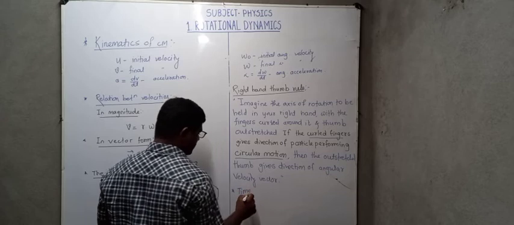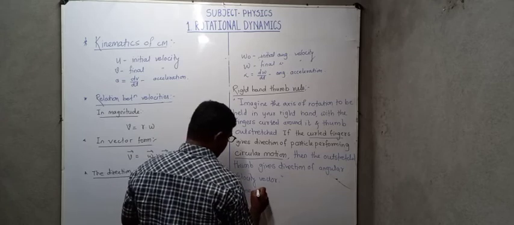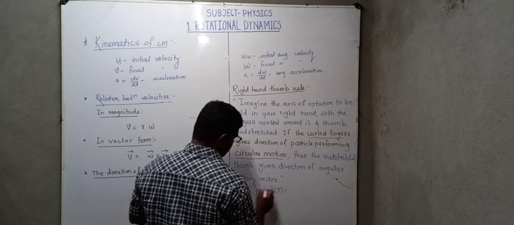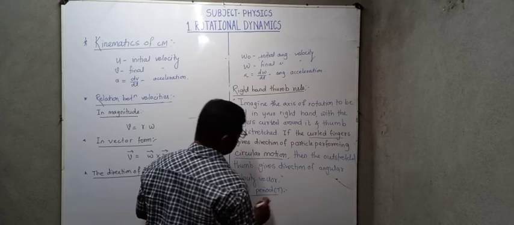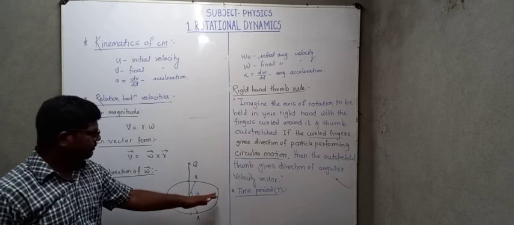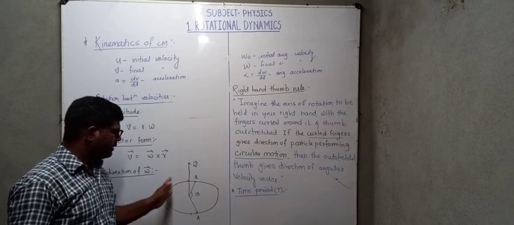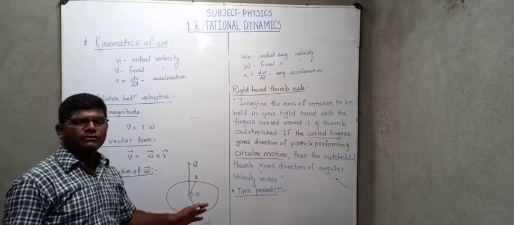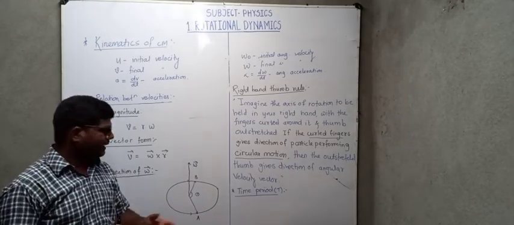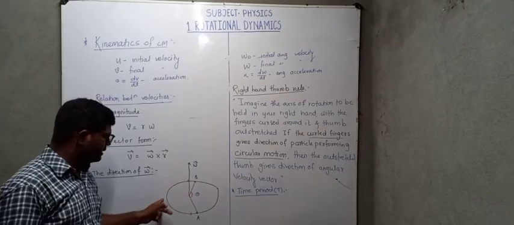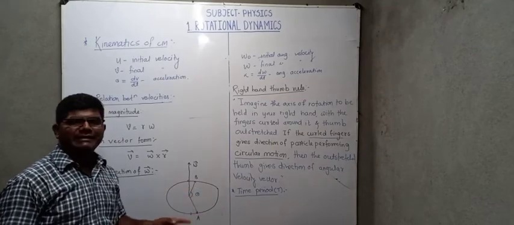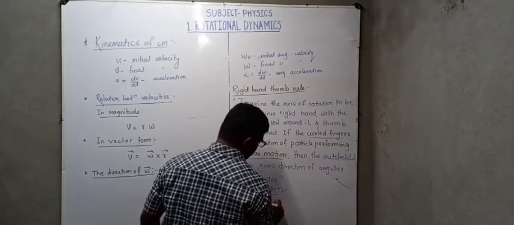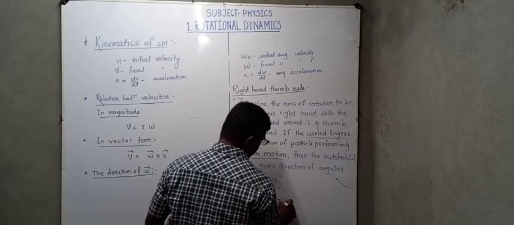On the last sub point of the article is time period. We know the definition of time period. The time taken by the particle to complete one rotation or revolution is called the time period. And the time period is denoted by T, which is equal to 2 pi by omega.